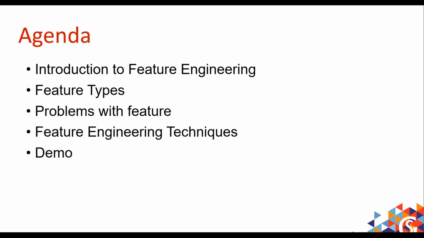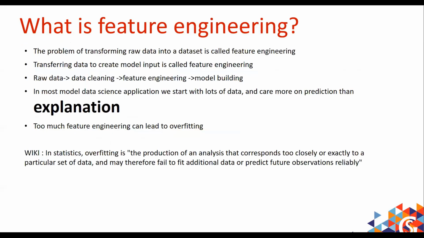But before I reach the algorithm, I need to make my data ready for the algorithm to consume. And that particular section is called feature engineering. Okay. So for feature engineering, let me give you different definitions. If you see, all the bulleted points explain the same thing. The problem of transforming raw data into a data set is called feature engineering.